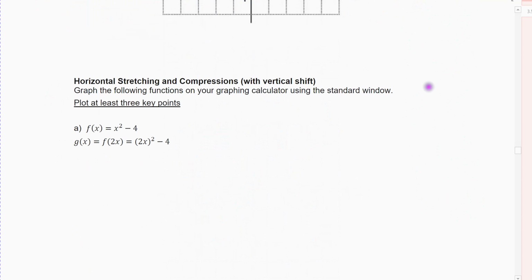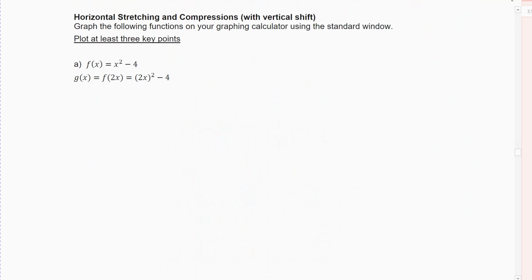Like I said, these are the tougher cases, so horizontal stretching and compressions. Which again, I'm going to plot at least 3 key points just to help me out with these. So at least 3 key points, which I'm going to plot for the original graph and then the compression or stretching graphs. So the original graph was that one we did before. It's a quadratic that's been shifted down 4 units.